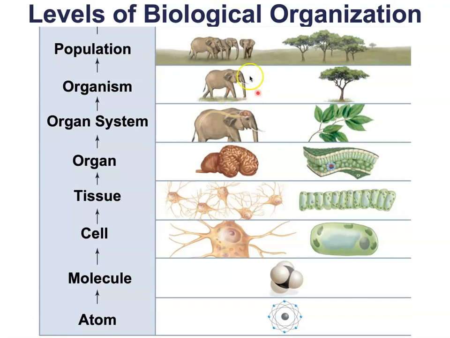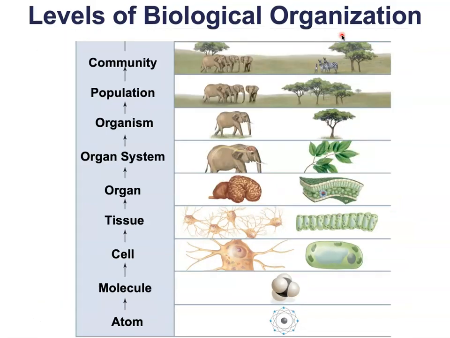So for example, if we're looking at elephants, here we have an elephant, that's going to be our organism. The population level will be the population of elephants in that particular area at that time, or that herd of elephants in that particular area, or that grove of trees found in that particular area or region.